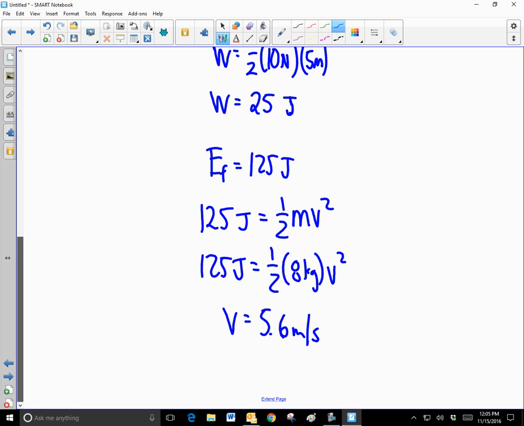Right. You can think of that as v final. That's it. We just found the final velocity.